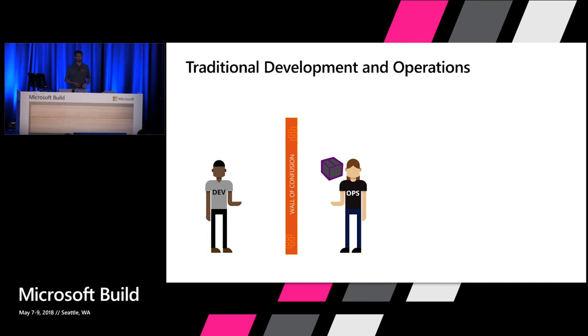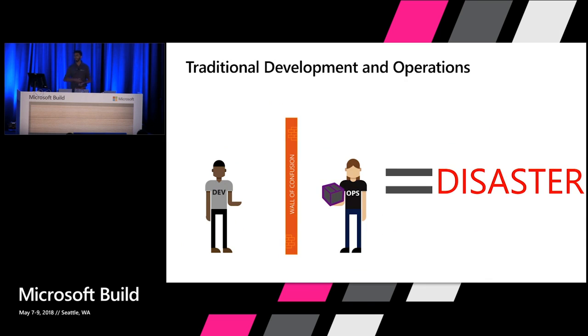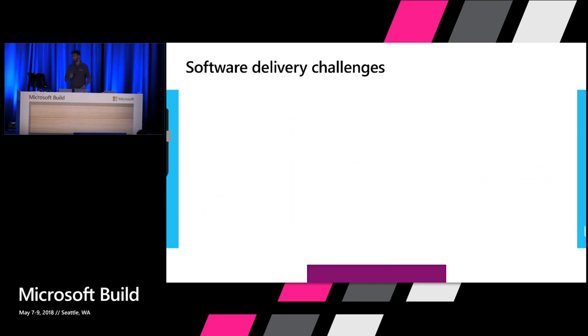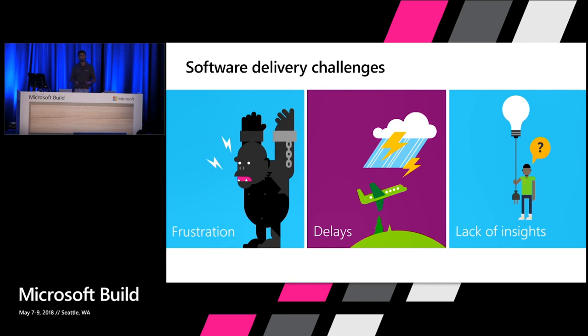In a traditional workflow, developers write something, they hand it over to IT or operations who's configured an environment, and sometimes it doesn't work. There's miscommunications, there's emails, there's tickets, there's meetings, and it doesn't work. It's a disaster. It takes forever. Software delivery has lots of frustrations because of inefficiencies in the process. There are delays, and there is a lack of insight into what the user is doing and what can make users' lives better.